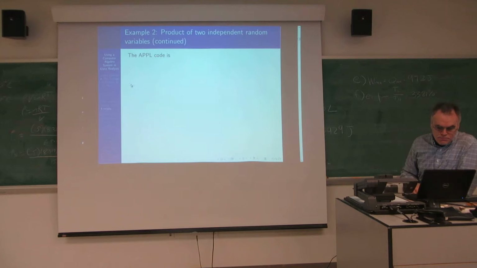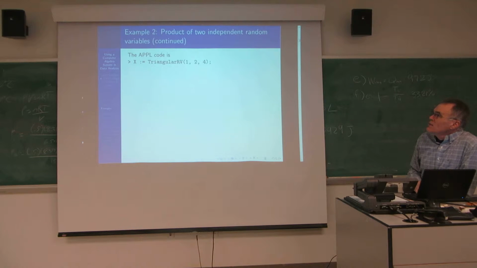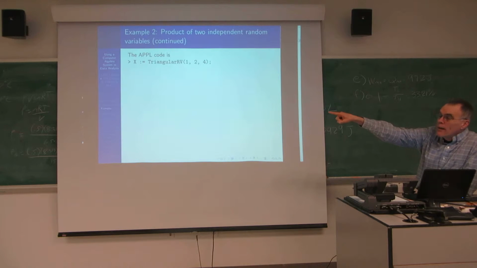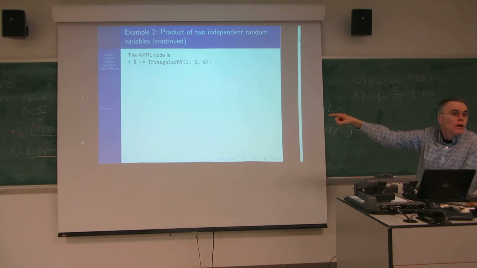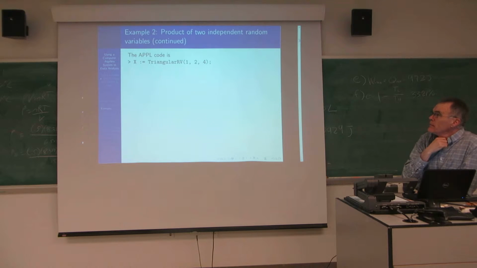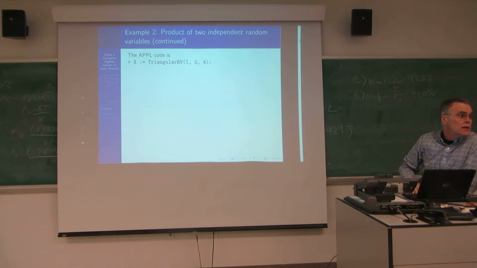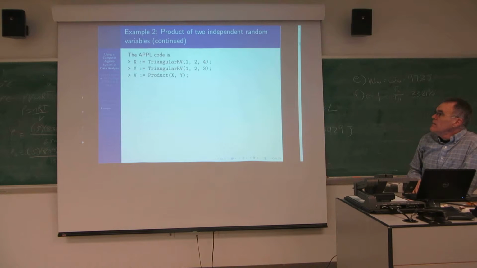Now here is how this particular problem is done in Apple. You say x is equal to triangular RV 1, 2, and 4, and it will store that probability distribution that I put on the chalkboard internally inside of Apple, which is a Maple-based language. By the way, Apple stands for a probability programming language. So it manipulates random variables. Then the second thing you do is you'd say y is another triangular random variable with slightly different parameters. And then v is equal to the product of x and y.